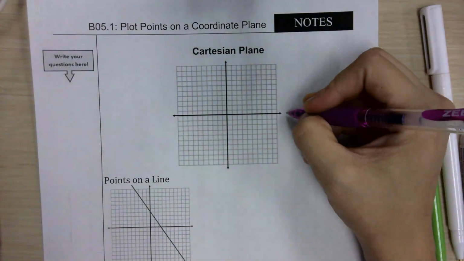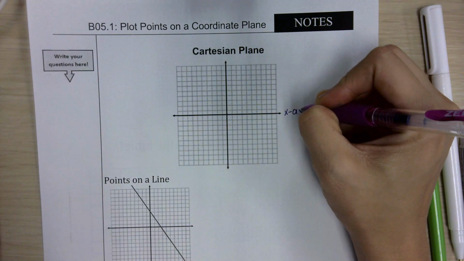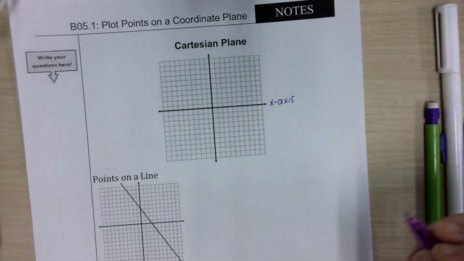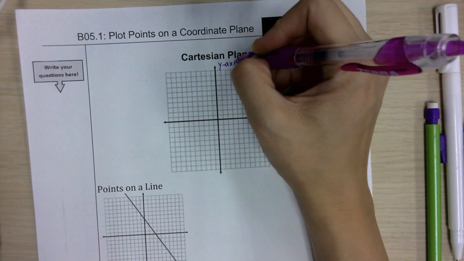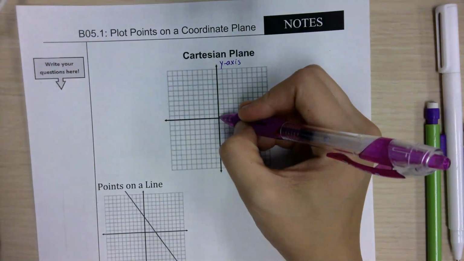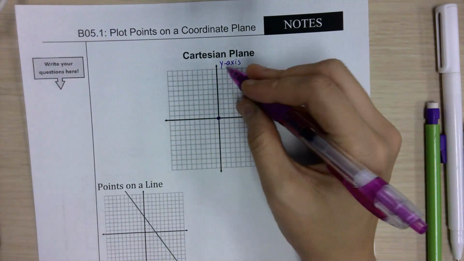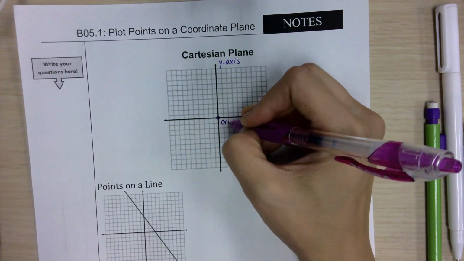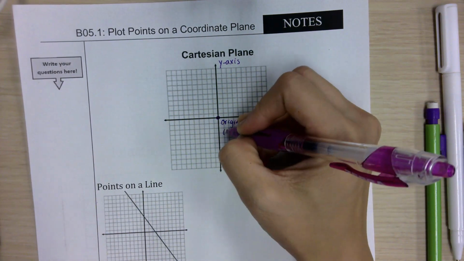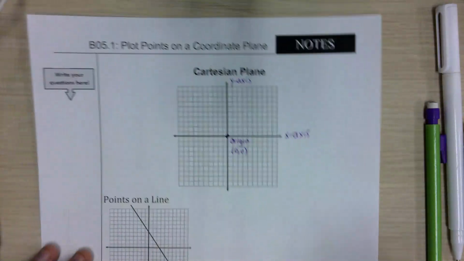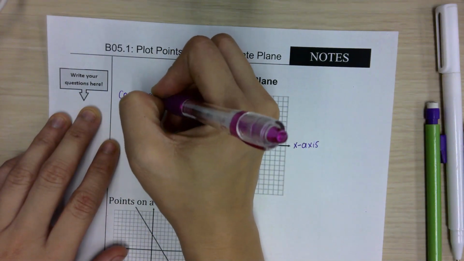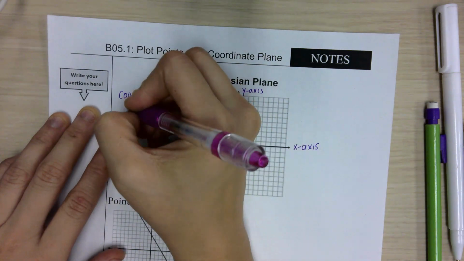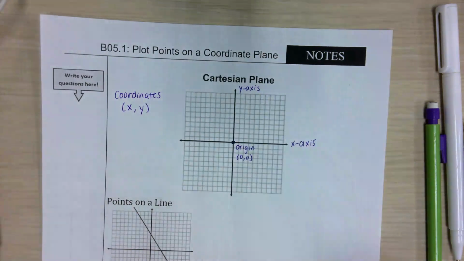All right, so we're gonna start here. We have our x-axis, right? It's our horizontal axis. And here we have our y-axis. And then in the center right here, where the x-axis and y-axis intersect, we have our origin. And that is 0, 0. So we have our coordinates. Right, these are all vocab words. And that is pretty much just x comma y.